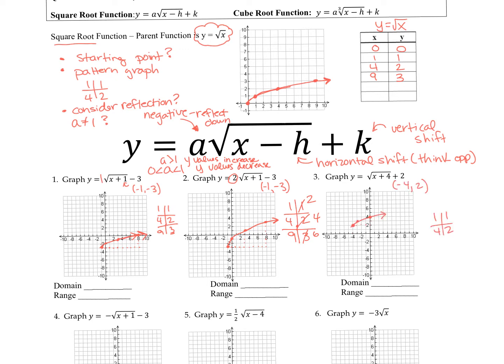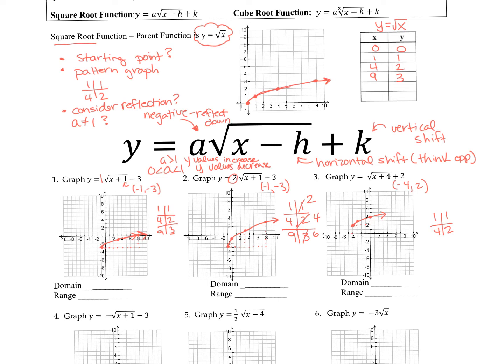Welcome back. So did you use the correct starting point? Did you use -4, 2? Remember, my vertical shift is the +2, so that's up 2. And my horizontal shift, I have to think the opposite, so it's left 4. So my starting point is -4, 2, and my movements are 1, 1, back to the starting point, 4, 2. And then I draw my graph.